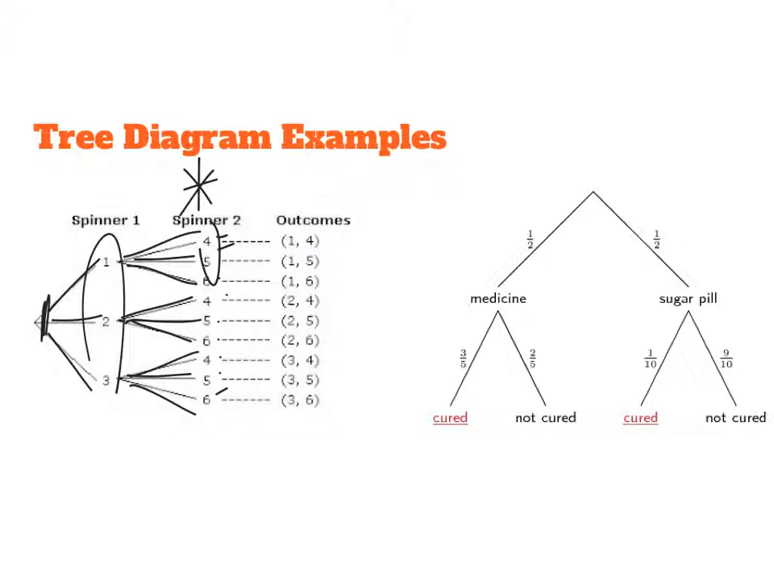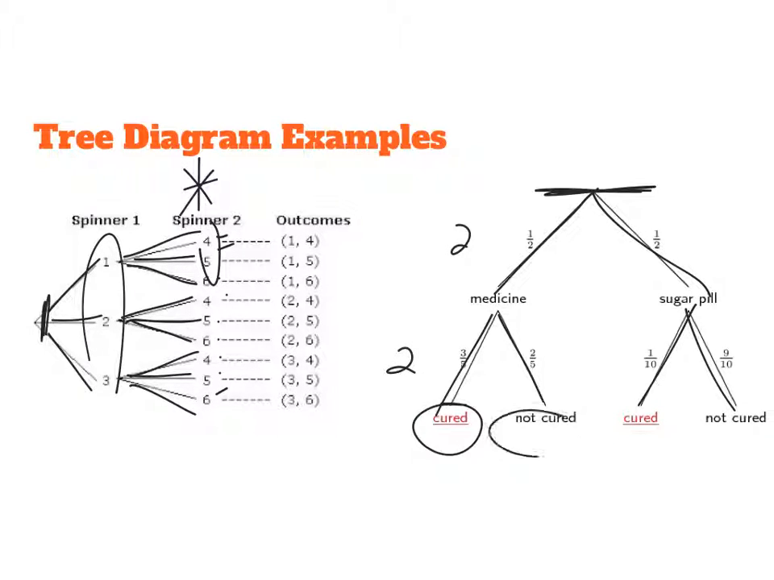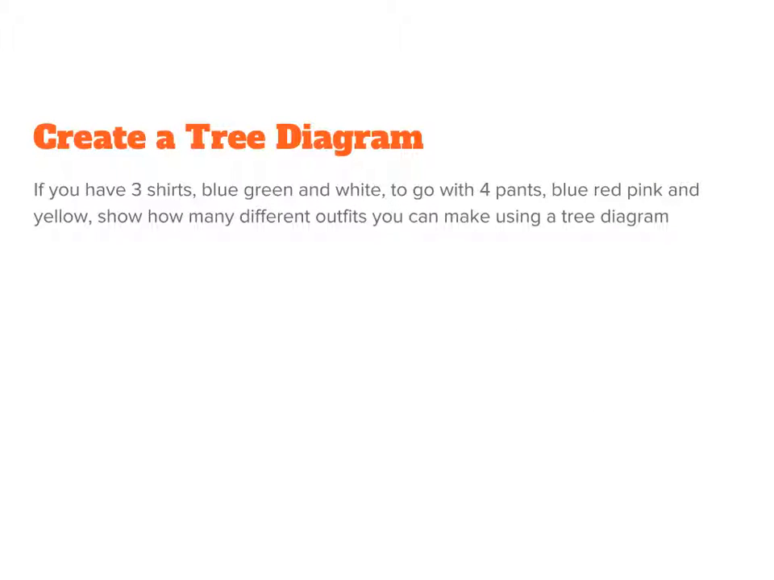We can also do top to bottom, so here's where we would start. If you'll notice here, medicine versus a sugar pill, and then cured versus not cured. So there's 2 choices here, 2 choices here, giving us a total of 4. So let's take a look at some examples here.